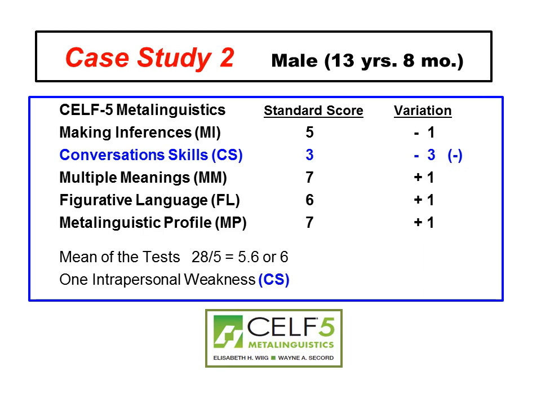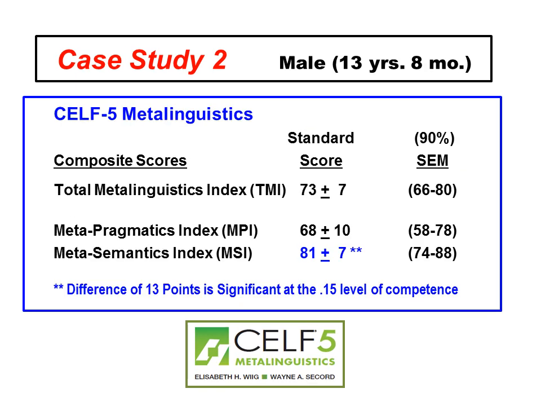Now look at it. It's a metalinguistic score. Look at it. 5 on making inferences, 3 on conversational skills. Look at how low those are. And on metalinguistic, he got just 7. But take a look at the total score. His total metalinguistic index score is 73 plus or minus 7. That is absolutely clearly in the moderate to severe range. And the same thing, in the moderate to severe range, on the metapragmatic index. Wow, what a problem he has.